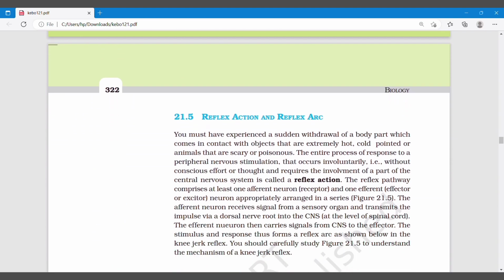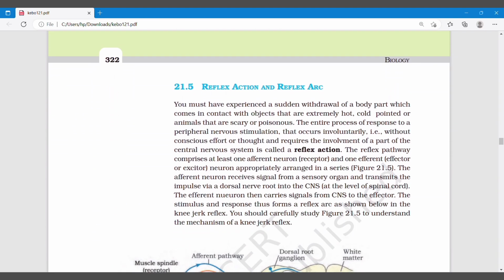So the next topic is 21.5, that is reflex action and reflex arc. You must have experienced a sudden withdrawal of a body part which comes in contact with objects that are extremely hot, cold, pointed, or animals that are scary or poisonous. The entire process of a response to a peripheral nervous stimulation that occurs involuntarily, that is without conscious effort or thought, and requires the involvement of a part of the central nervous system, is called a reflex action.